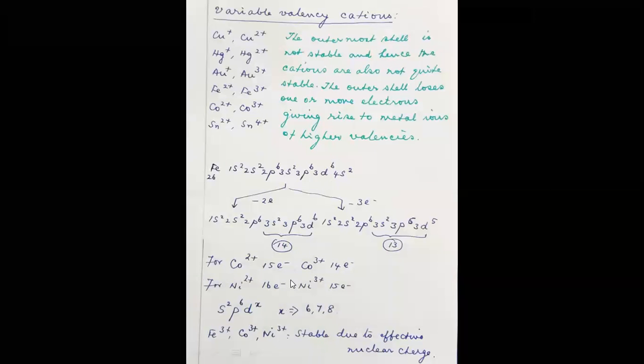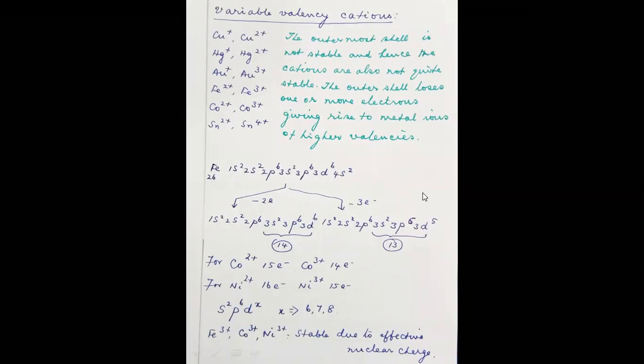So look at this iron. When it loses two electrons, the 4s2 electrons are lost and it becomes 3s2, 3p6, and 3d6. So totally 14 electrons in the outermost orbit. When one more electron from the d orbital is lost, totally 13 electrons in the outermost orbit. Now it becomes a stable configuration after losing the one electron from the d orbital.